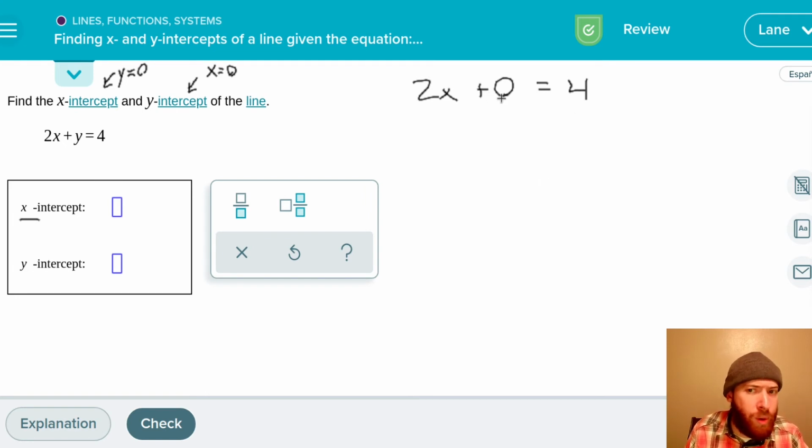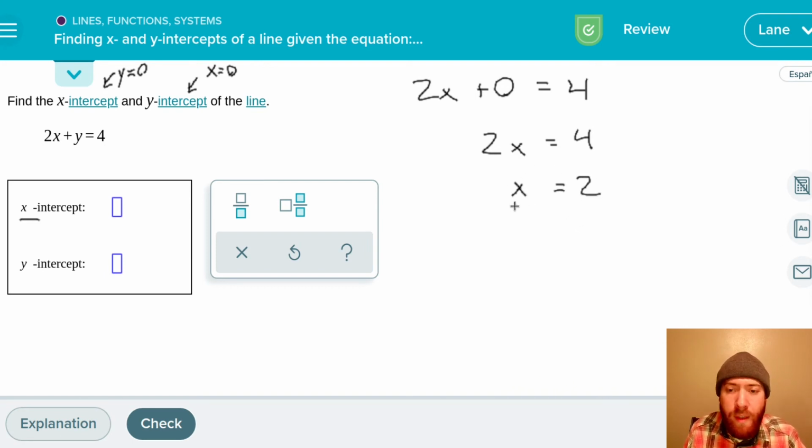Now, adding 0 won't change the value of 2x. The left-hand side is the same as just 2x by itself. If 2x is 4, then what is x? X must be 2. And the x right here reminds us that this number is our x-intercept. So the x-intercept is 2.